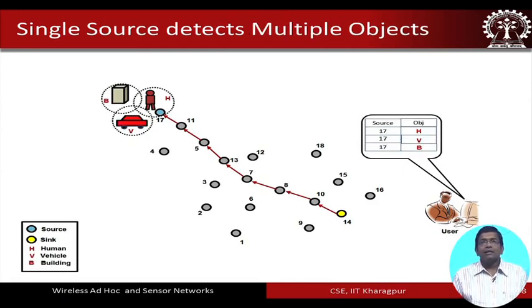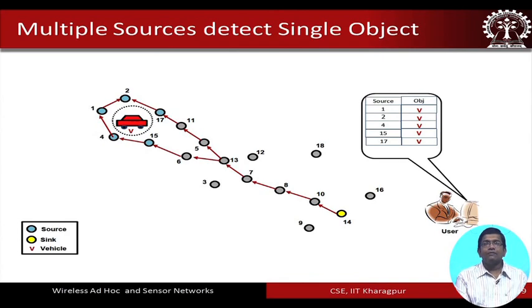Now, let us complicate our scenario a little further. In the earlier case we had a single source detecting a single object. Now, let us say that in addition to the human being, like in the previous diagram, we have two other different types of objects. We have a vehicle, and we have a box, let us say. A box or a building or whatever it is, so 3 different types of objects. So, now we have a single source detecting multiple objects.